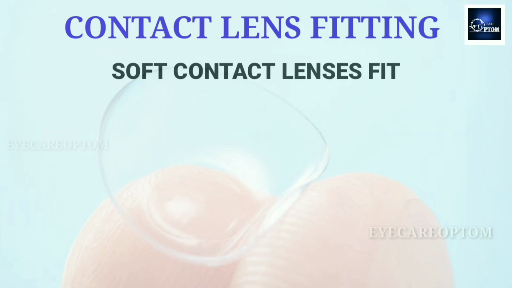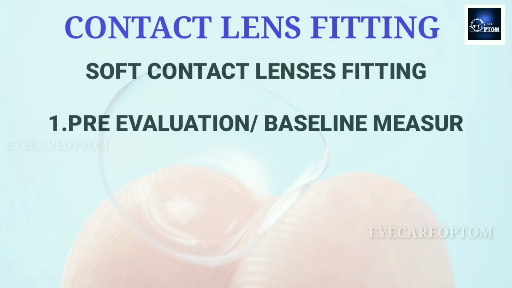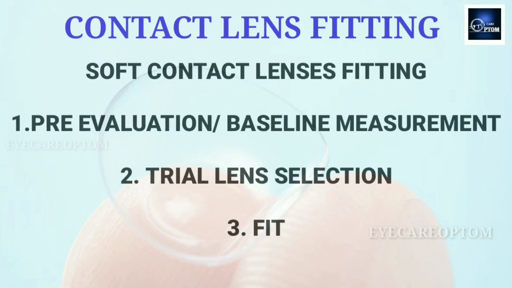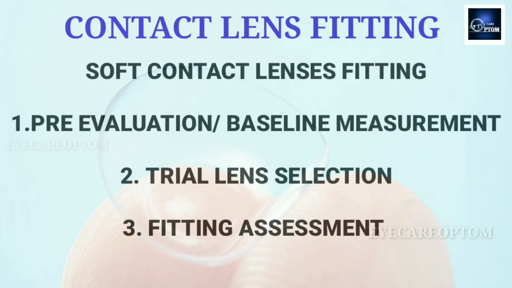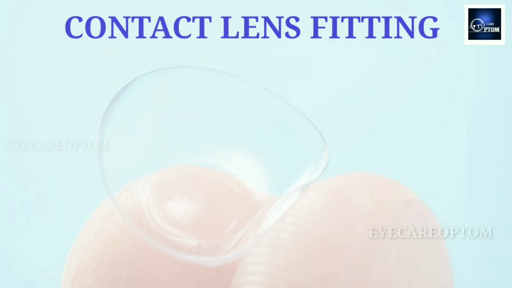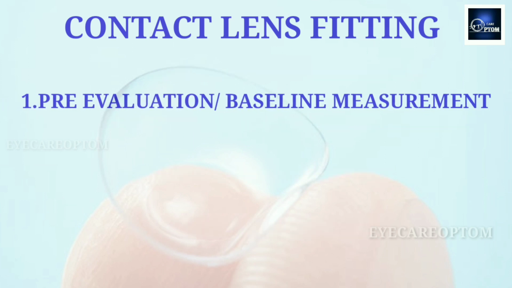For soft contact lens fitting, we need to check three key elements. First one is pre-evaluation, that is baseline measurements. Second one is trial lens selection. Third one is fit assessment. In this video, we will be discussing the pre-evaluation baseline measurements of soft contact lens fitting.